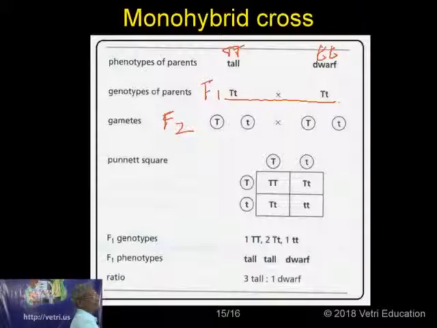You get all tall in the F1 generation. When that is self-fertilized, you get tall and dwarf in the ratio of 3:1. Here they are showing the gametes. This is the phenotypic ratio. What is called 3:1 is the phenotypic ratio. 1:2:1 is the genotypic ratio.